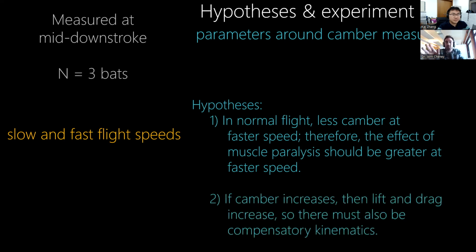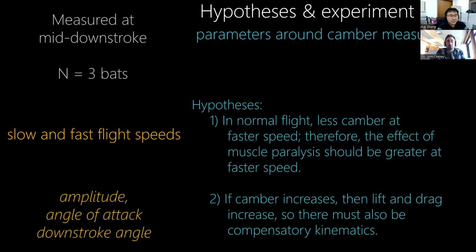The other hypothesis we had was that if camber is going to increase, then lift and drag will also have to increase. And so therefore, the bat will have to compensate kinematically in some way for this increased lift and drag, maybe by reducing its angle of attack, or maybe by flying slower, who knows. And so the parameters we measured were amplitude, angle of attack, and downstroke angle.